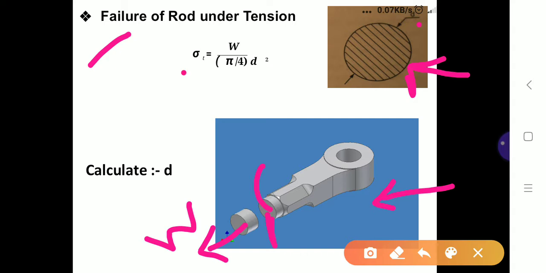Then tensile stress is equal to load or force upon area. Load or force is represented by W, and area is circular area, so the area of circle is pi by 4 d square. From this step we calculate the diameter of rod.